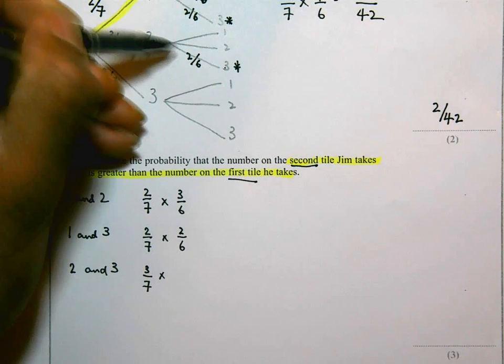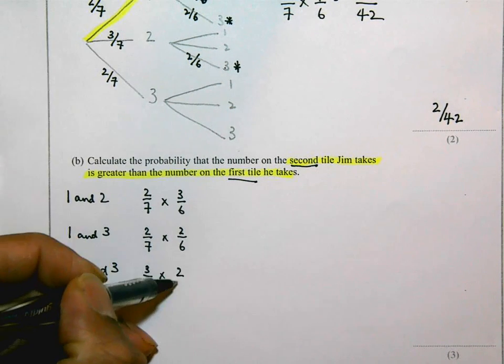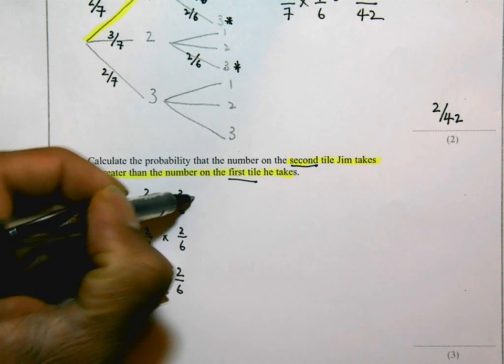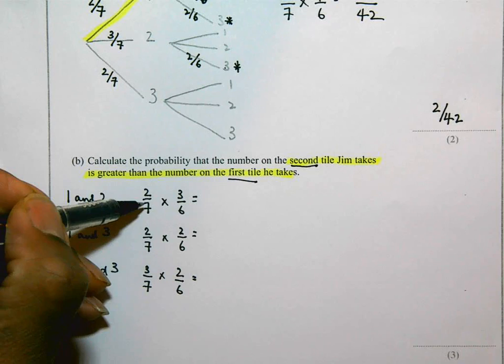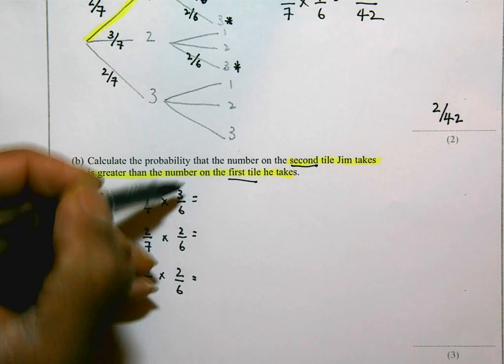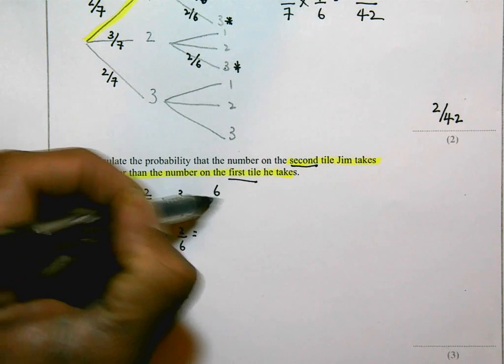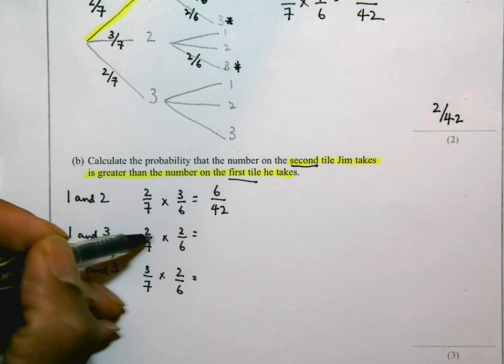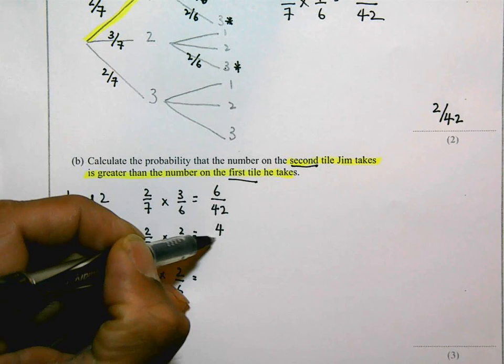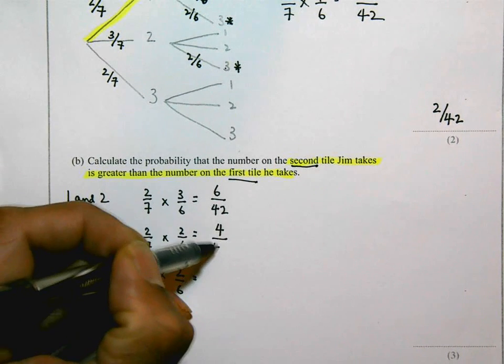Now I need to work out each of these 3. So 2 sevenths times 3 sixths. 2 times 3 is 6. 7 times 6 is 42. 2 times 2 is 4. 7 times 6 still 42. And 3 times 2 is 6, and that's going to be over 42.